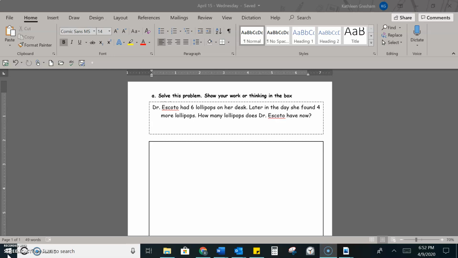Okay, think about what this math word problem is asking you to do. Okay, what are we trying to find out? Will you need to add or subtract? Think about what numbers are important in our word problem.